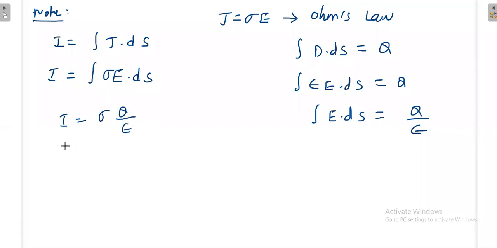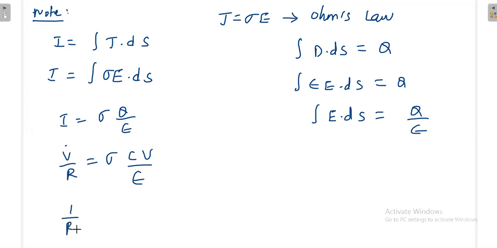You know what I is? I is equal to V by R. And Q is equal to CV. So V by R is equal to sigma CV divided by epsilon. So V cancels.